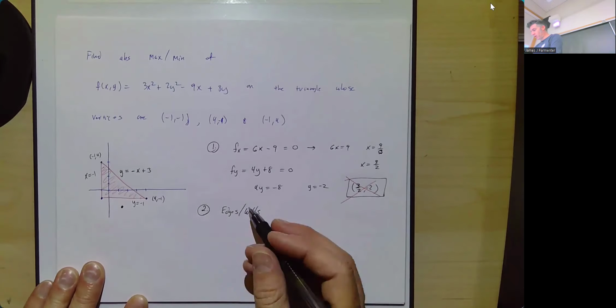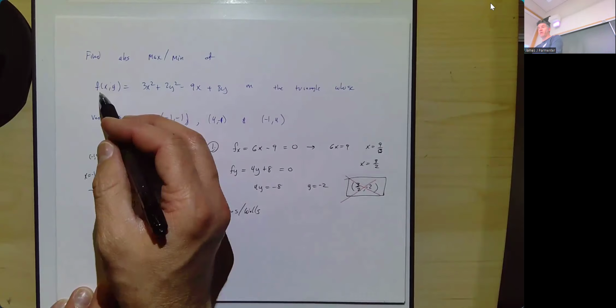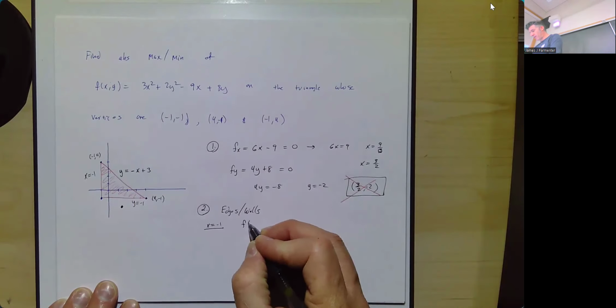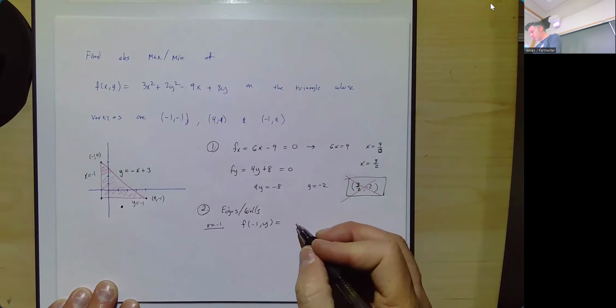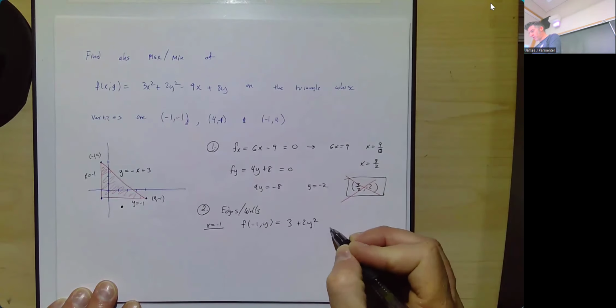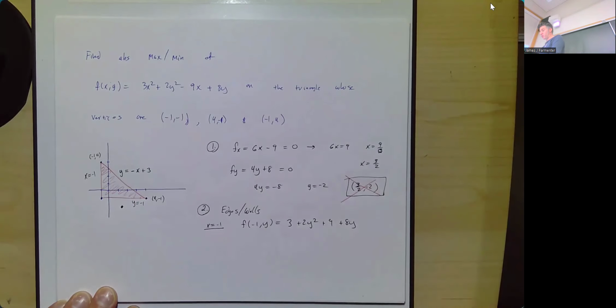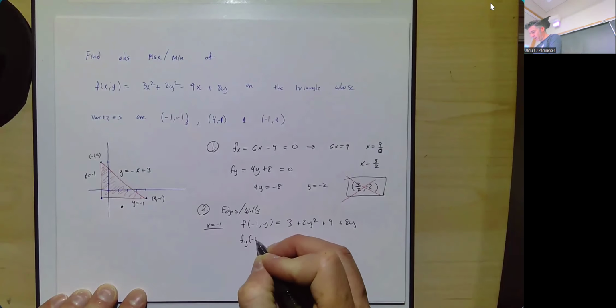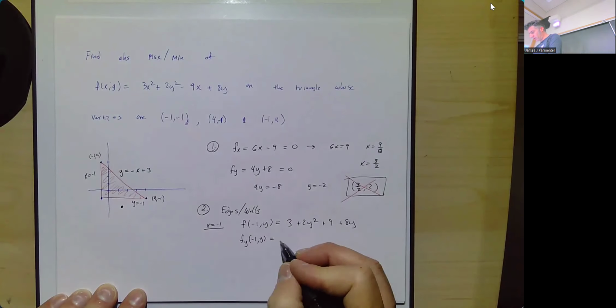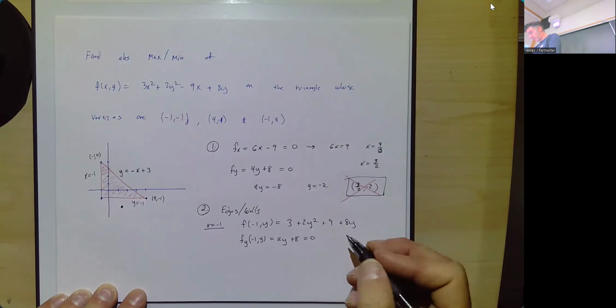So looking at the walls, let's start with x equal to -1. So I'm just going to plug in -1 to my function. So I'm going to say that f(-1, y) is equal to 3 times (-1)² plus 2y² minus 9 times -1 plus 8y. And then I'm going to take the partial derivative of that with respect to y. So fy at (-1, y) is going to be 4y plus 8. Set that equal to 0. I'm still going to get -2.